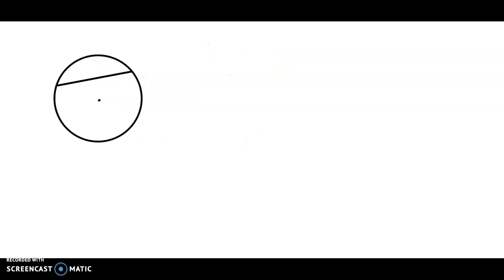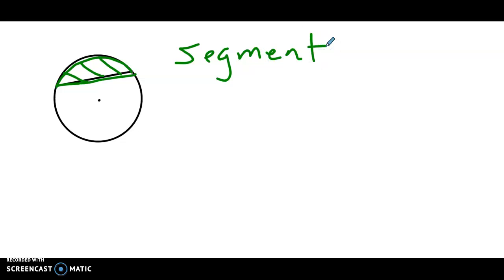The second thing we're going to talk about is going to be a segment. A segment is going to be a piece of a circle as well. It's a part of a sector. So if you think of it as finding the area of this sector that we just talked about, and then subtracting the area of the triangle, what we're going to have left is the area of this segment.